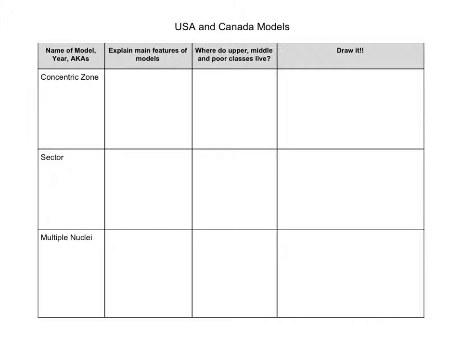So as we go through these 6 different models, you need to fill out your chart the way that I am filling out mine. The first one that we have is the concentric zone model. This one was made in the 1920s. This is our first model. It's also called the Burgess model.